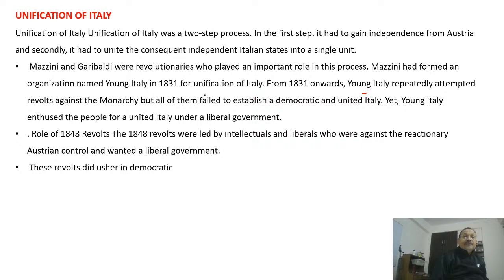Now another important development that has taken place is the revolt of 1848. The revolt was led by intellectuals and the liberals who were against the reactionary Austrian control and wanted a liberal government. I would also mention that the Austrian government was very autocratic and it was very difficult to get control over there, and it was a very difficult task to get relief from it, or to get a support system.